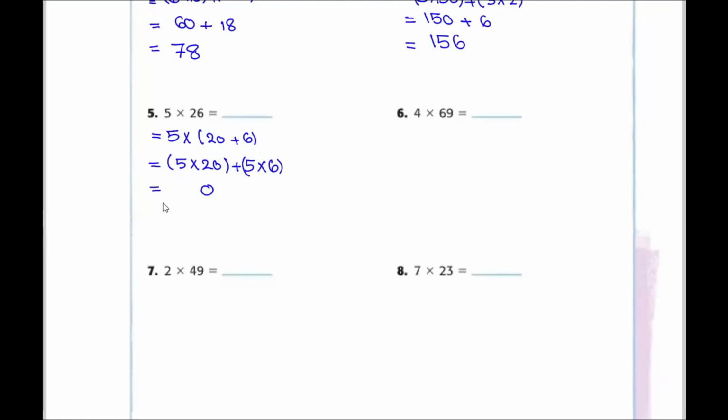I say the step. How can we multiply this? 100. Okay, that's 100. Plus 5 times 6 equals? 5 times 6 is 30. Yes. So the answer now would be? 130. So 5 times 26 is 130.